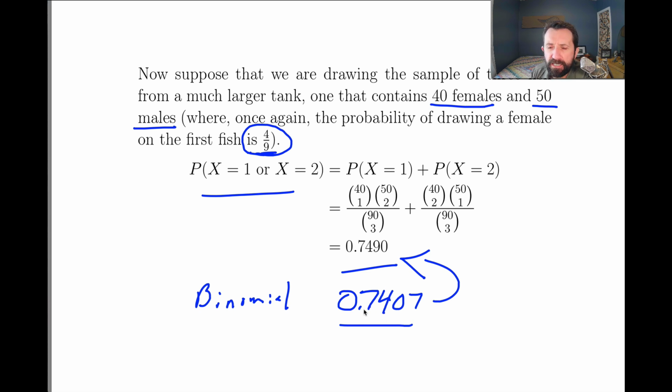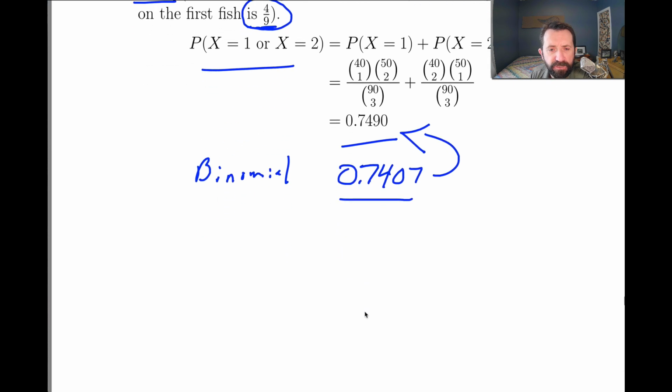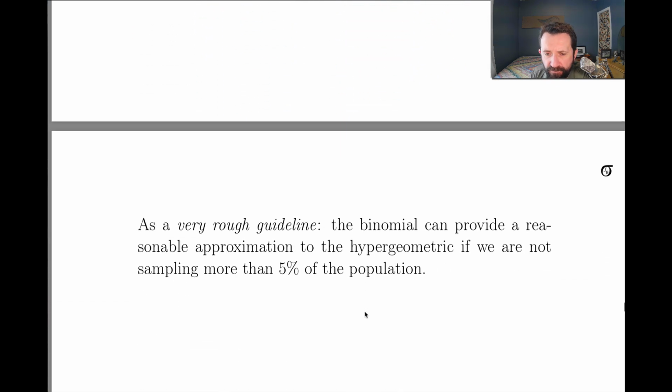And so that leads us to a rough guideline here. I've been doing a little hand-wavy stuff overall. The rough guideline is that the binomial can provide a reasonable approximation to the hypergeometric if we're not sampling more than 5% of the population. That's not a perfect guideline. It's a rough sort of approximation for us.